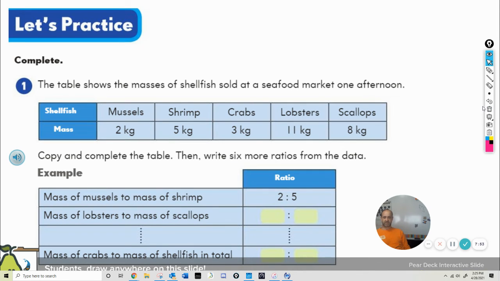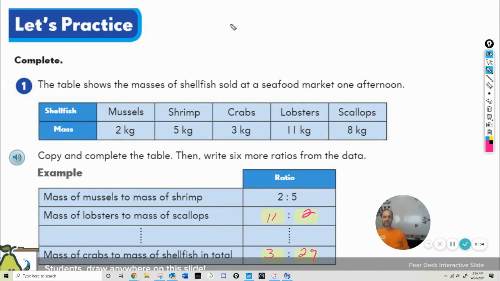Ooh, practice, practice, practice. Do this one. Pause me. Read it. I'll bring the work here in a second. Go. All right, are you ready? Mass of mussels to the mass of shrimp is 2 to 5. Yep. Lobsters to scallops, 11 to 2. Crabs to total shellfish. There's 3 pounds of crabs, but shellfish altogether is 10, 21, 29. 3 to 29.